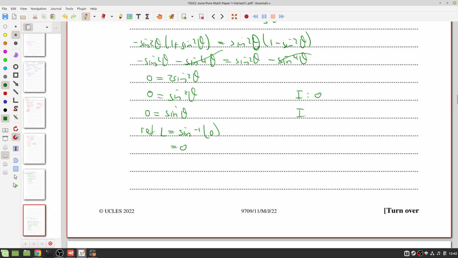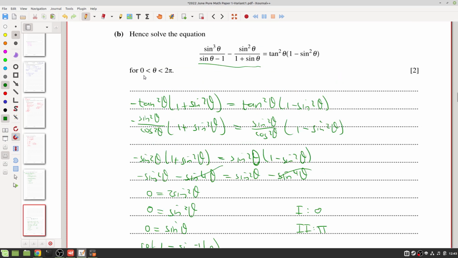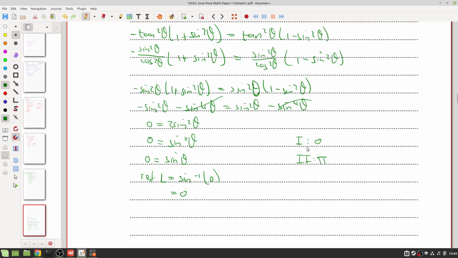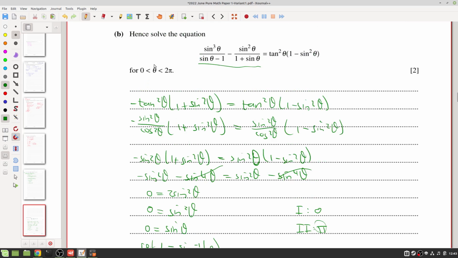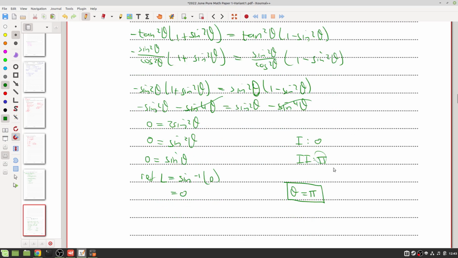And in the second quadrant, the answer is 180 minus 0, or pi minus 0, which is pi. Okay, and we're looking for between, not including 0. So our only answer is going to be this one. So theta equals pi. That's our only solution, because 0 is not included in our answer here, and neither is 2 pi. All right.